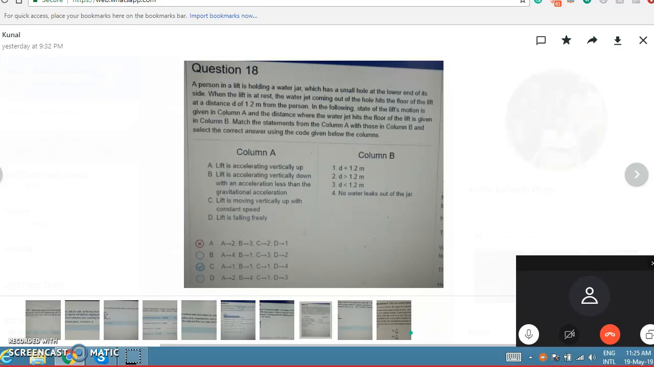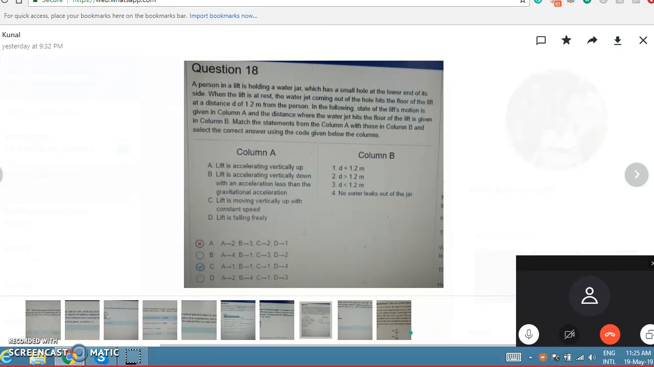See, from what I know, if the lift is accelerating upwards, d should be greater than 1.2. If it is accelerating vertically downwards, then d should be less than 1.2. I think that you have already marked. Lift is moving vertically up with constant speed. It should be d is equal to 1.2.